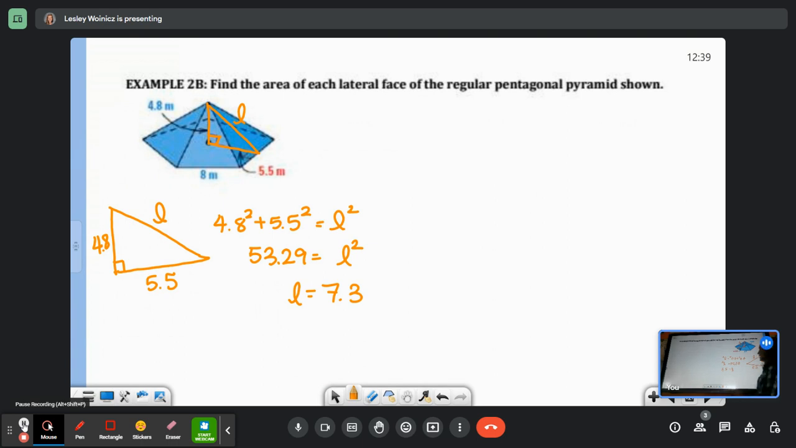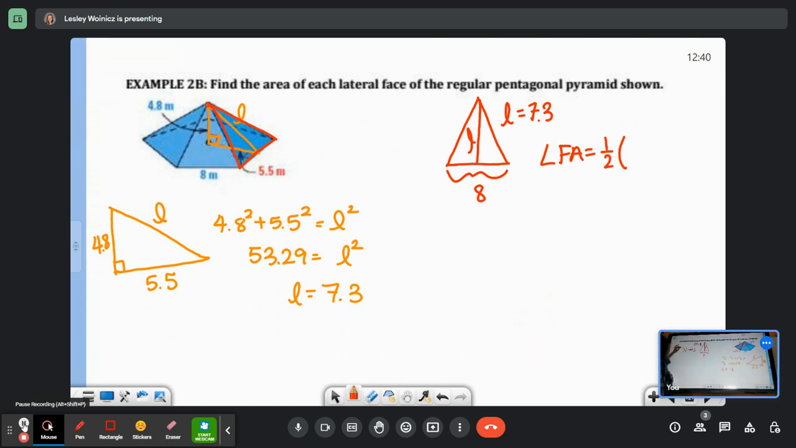Okay, so we have our slant height. Now we're going to look at this other triangle. Everybody see this face? That's this triangle. So the slant height is the actual height of this triangle. And we know what this is. It's 8. And we know that our L is 7.3. So we just have to say that the lateral face area is 1/2 times the base times the height, which is the 7.3. So what's 4 times 7.3? I got 29.2.